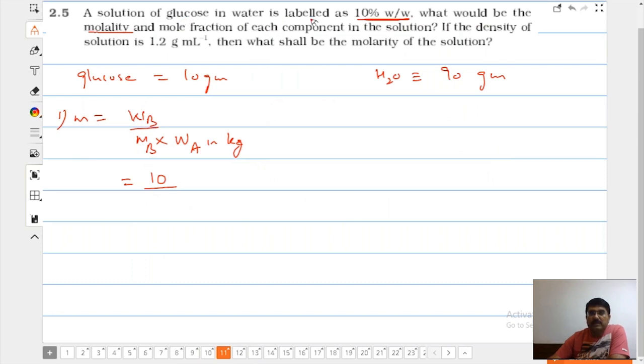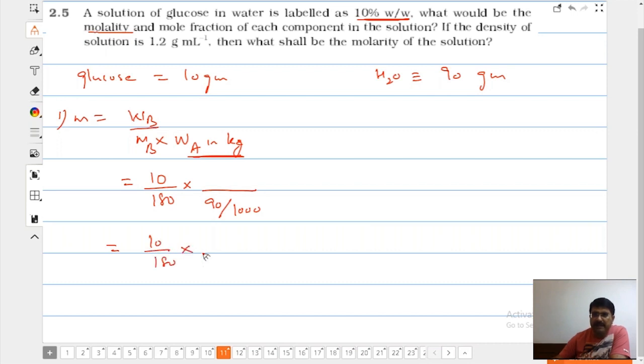A solution of glucose and water is labeled as 10% W by W. I'm calculating molality. In molality, what will be the molar mass? 180. And it is weight in kg. How much weight? It is 90 gram. To make it kg, you have to divide it by 1000. I hope you are using a calculator in this class. What is the answer? Divided by 1000, or you take it in the numerator.